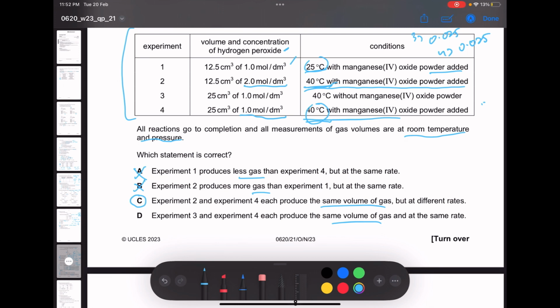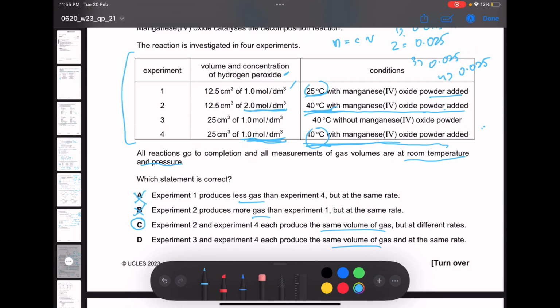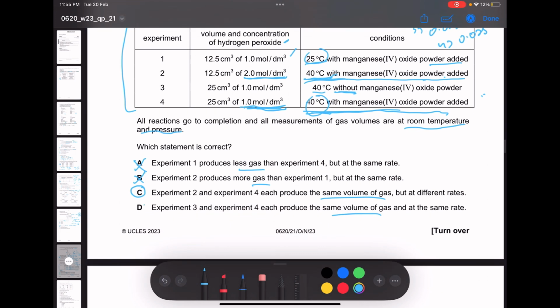D: 3 and 4, the same volume of gas is produced, yes, and at the same rate. In 3 and 4 the temperature is the same. They're saying 3 is 40 degrees without manganese powder and 4 is 40 degrees with manganese powder. So when manganese is not there, the rate will not be the same. That's wrong. So 14 is C.